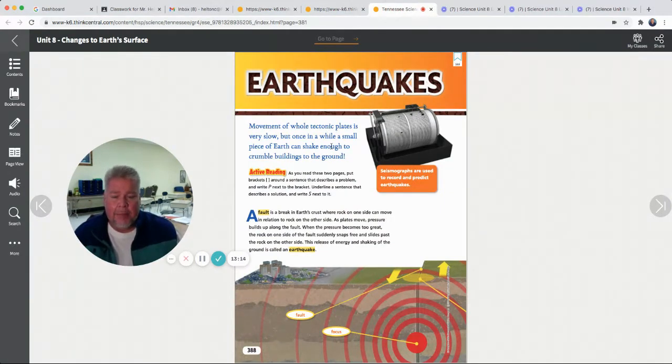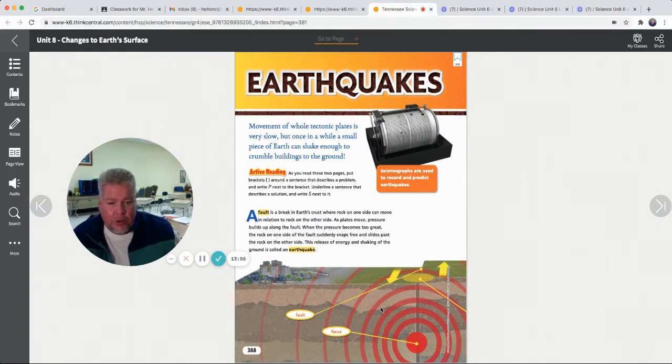Movement of whole tectonic plates is very slow, but once in a while, small pieces of earth can shake enough to crumble buildings to the ground. A fault is a break in Earth's crust where rock on one side can move in relation to rock on another side. So it's like the two places where the two plates meet. As plates move, pressure builds up along the fault. When the pressure becomes too great, the rock on one side of the fault suddenly snaps free and slides past the rock on the other side. This release of energy and shaking of the ground is called an earthquake.